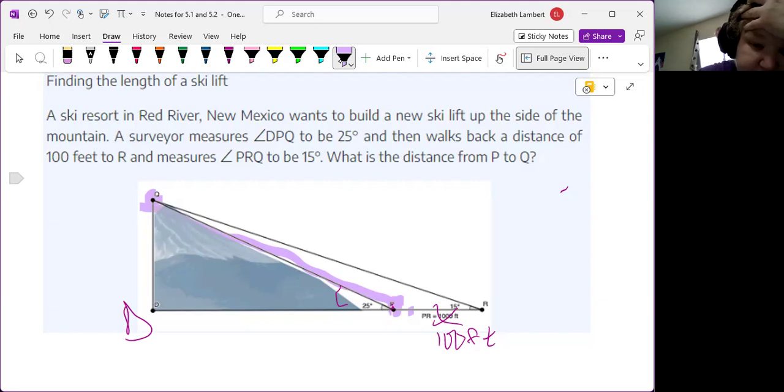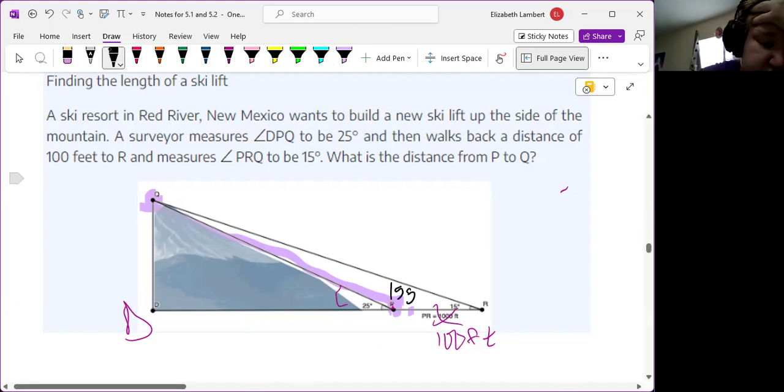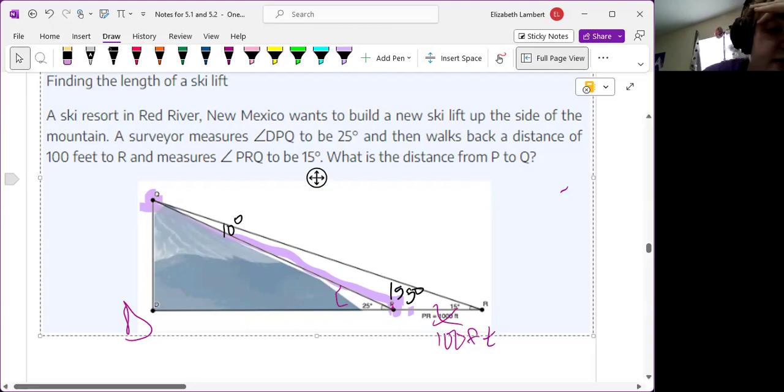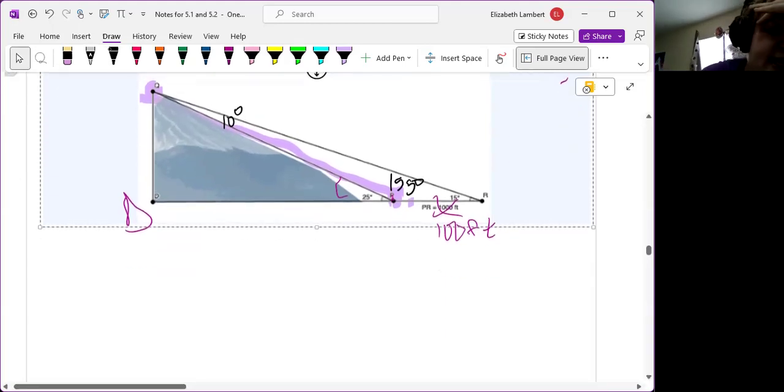All right, so 25 and 180 makes 155 here. 155 and 15 is 170. So up here we have 10 degrees. So we needed that because the only side that we know the length, the distance of, is this PR side, which is opposite that 10-degree side.